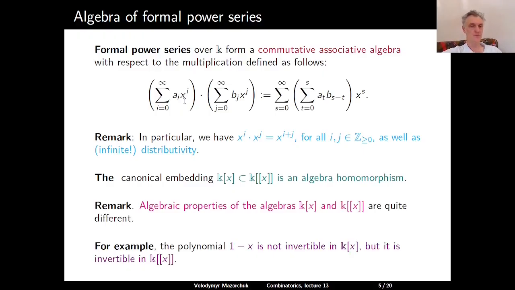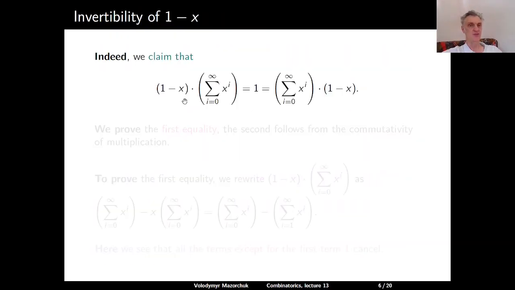For example, the polynomial 1 minus x is not an invertible element of the algebra of all polynomials. There is no polynomial which multiplied with 1 minus x gives 1. However, this element is invertible in the algebra of all formal power series. Here is a proof of this. So let us prove that 1 minus x times the power series in which all coefficients are 1 is equal to 1, regardless of which side we multiply.